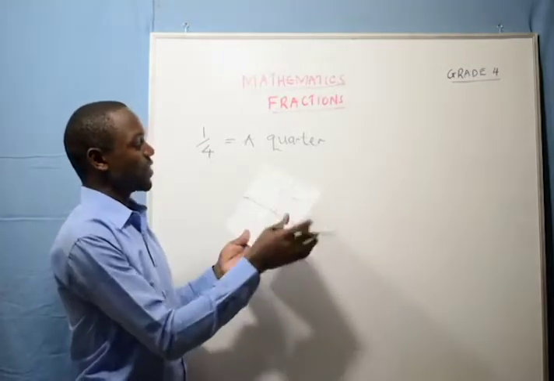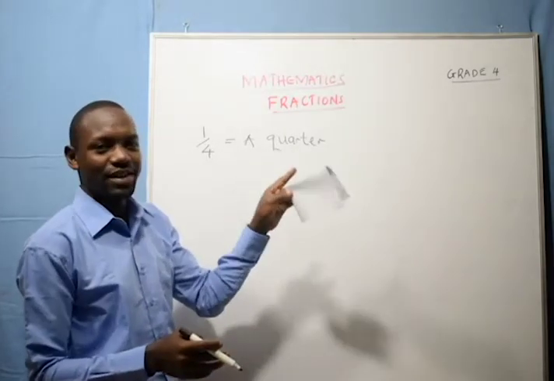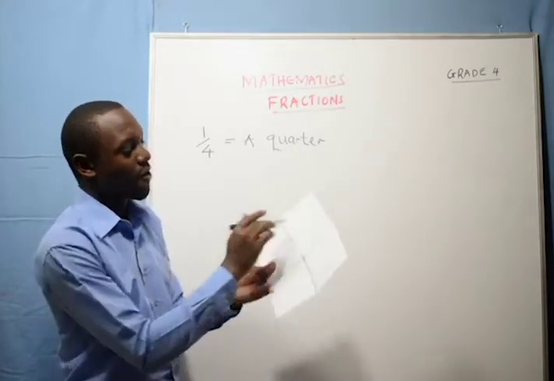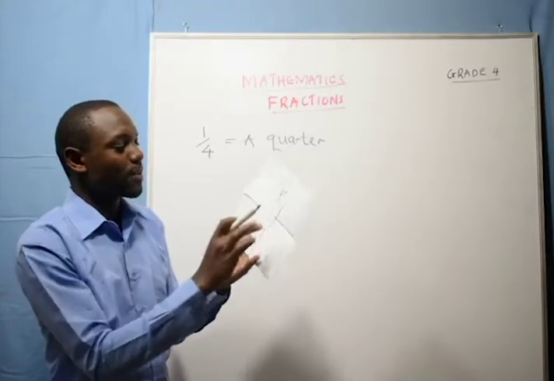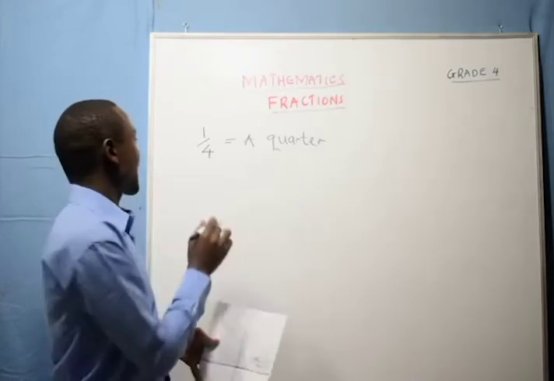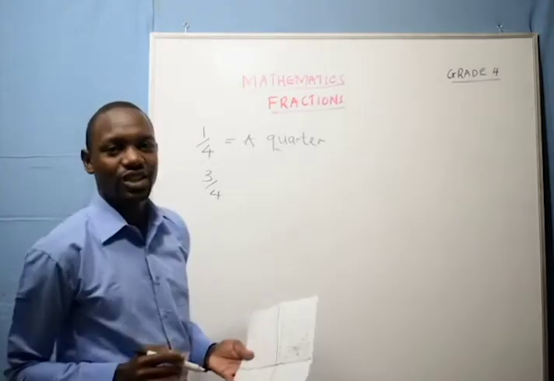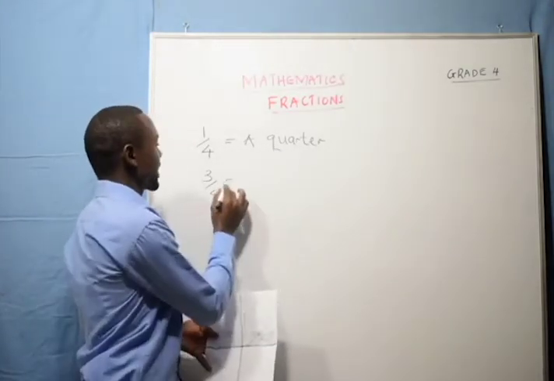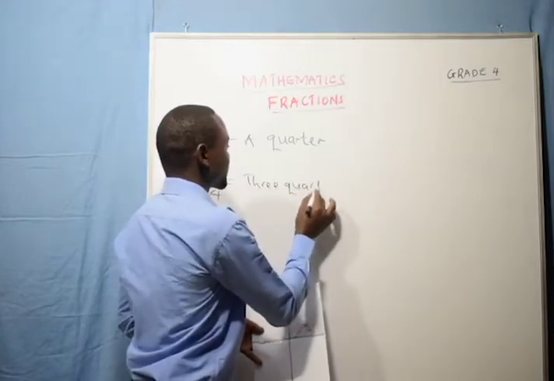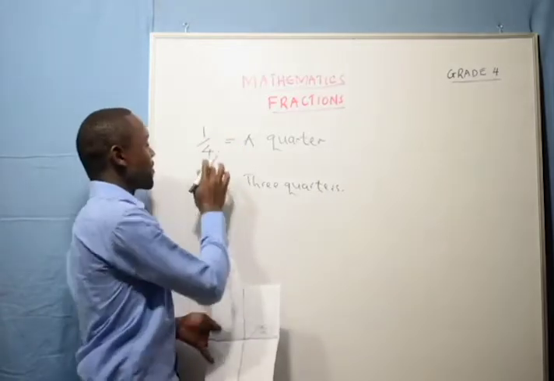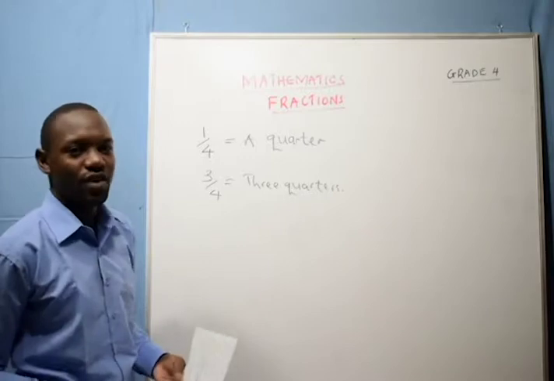And I say we just get one piece of paper, we fold it into something like this, then we open it so that we have four parts. When we shade one part, we say we have shaded a quarter. So the remaining parts are 3/4 because we have 1, 2, 3. So we have 3/4, which is 3 quarters. So 1/4 or a quarter and 3/4 or 3 quarters, those are examples of fractions.